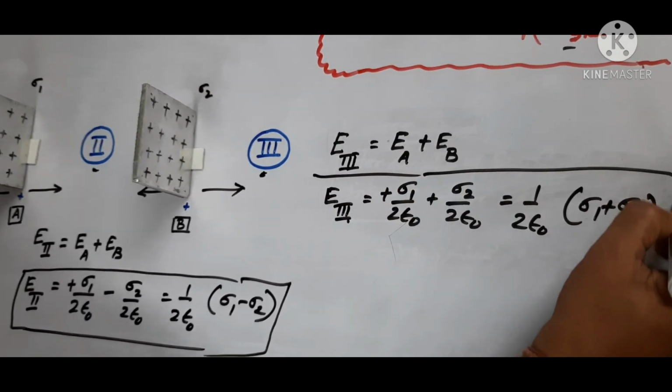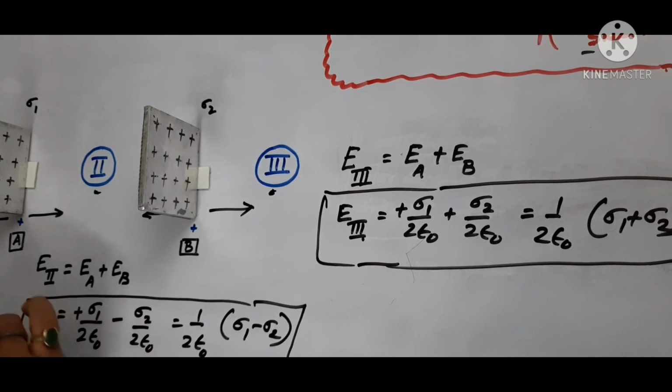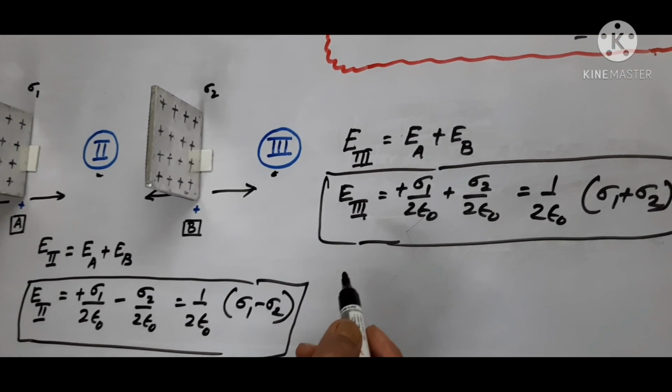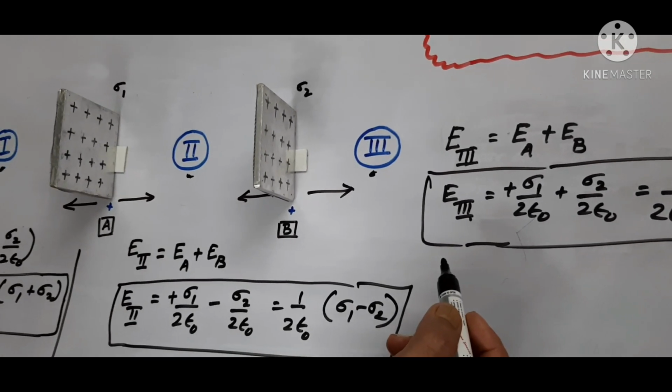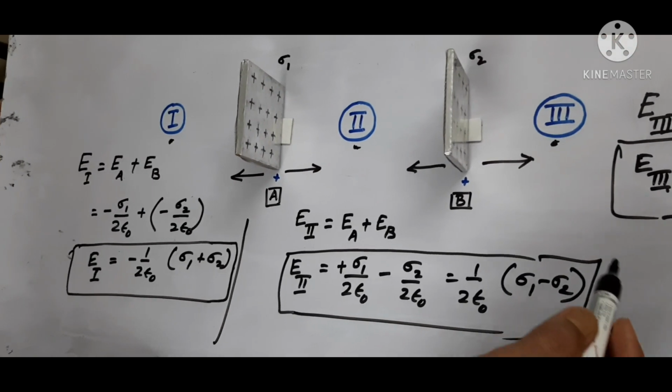So this is the expression for the electric field intensity at all the three regions. This question was asked in the board exam in the year 2020. It was a 3 marks question.